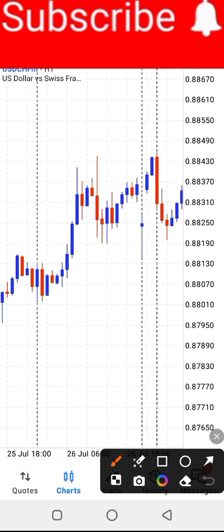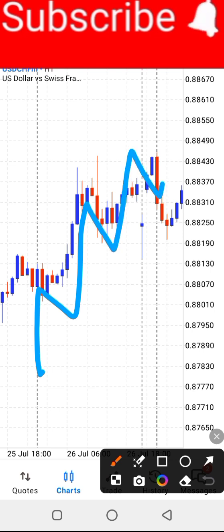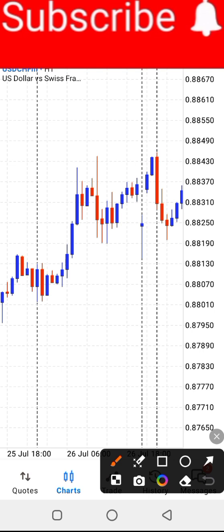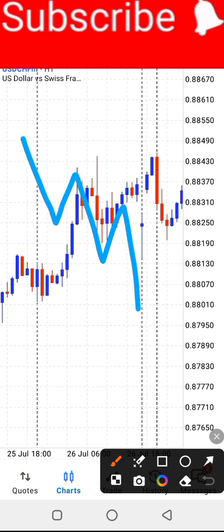Before I proceed, you already know that the market moves in three ways. The very first way is the uptrend, where we have higher highs and higher lows being created. That's the first way by which the market moves. The second way is downtrend, where you have what? Lower highs and lower lows being created in the market.